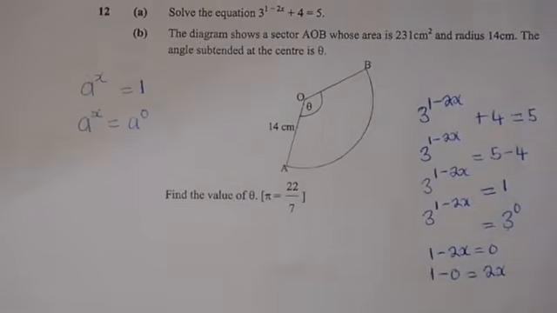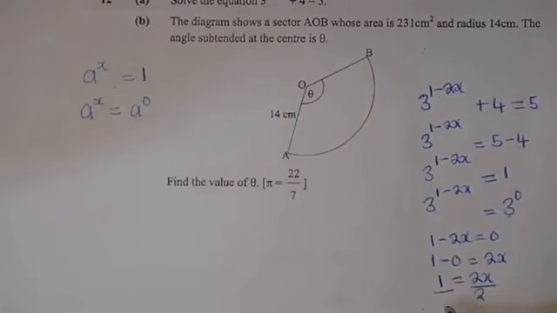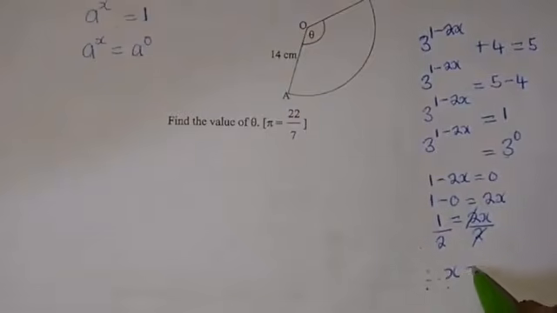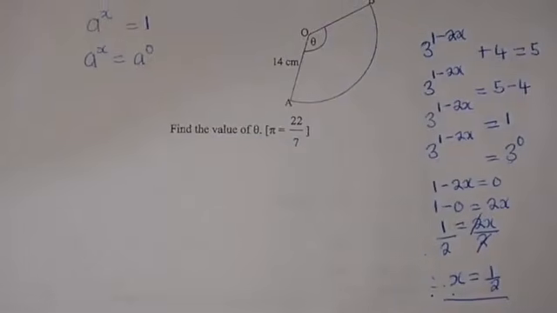So from here, what are we going to do? 1 minus 0 gives us 1 equal to 2x. We divide both sides of the equation by 2, so that on the right hand side we just remain with x. This 2 and this 2 cancel. Therefore, x equal to 1 over 2. So this is our answer for question A. Let us now look at our question B.